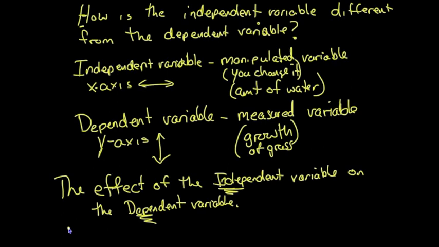You could also figure it out from the problem. How does the independent variable affect the dependent variable? How does the amount of water affect the growth of grass? Like we said in the title, the effect of the amount of water on the growth of grass. It makes sense. You would generally not say the effect of the growth of grass on the amount of water. It doesn't make sense. Okay? So basically that's the main difference between an independent variable and a dependent variable.